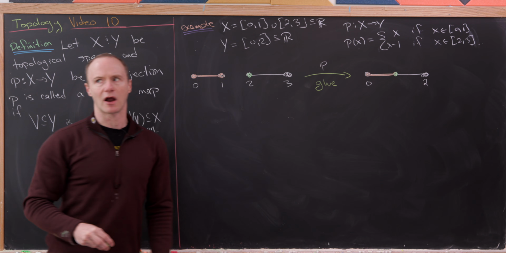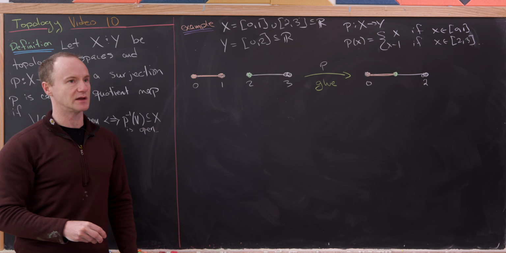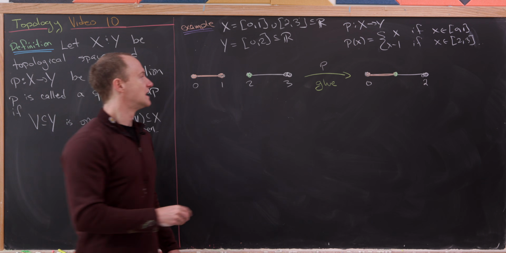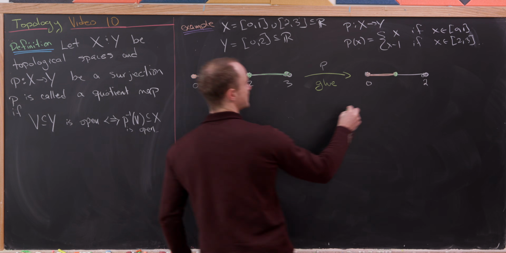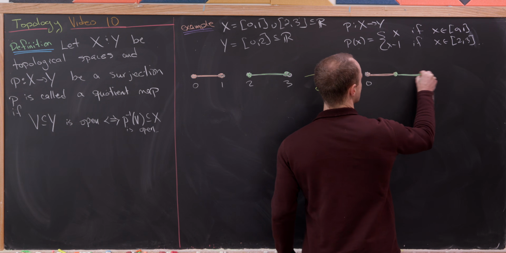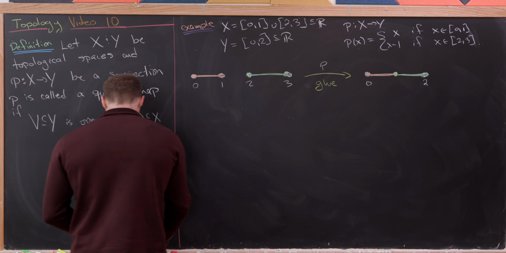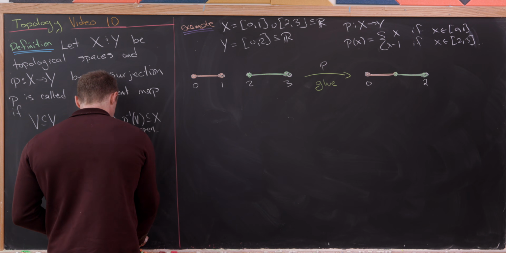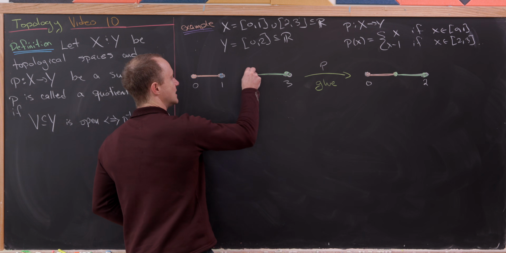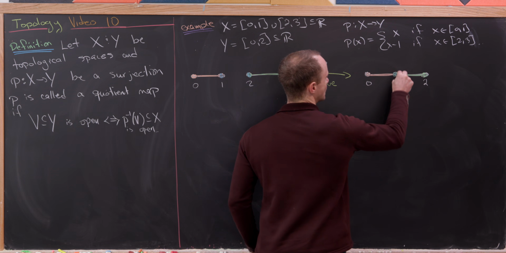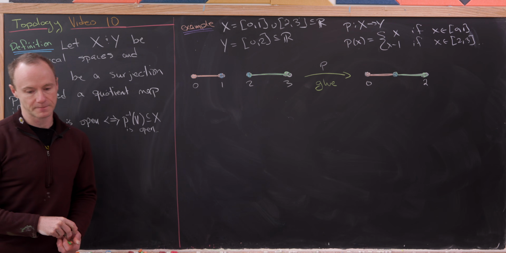And so that's our single point of this thing being not 1 to 1. And then everything between 2 and 3, notice it gets decreased by 1, so it's going to get mapped here. So seeing it like that, I think it's pretty clear that we have this gluing thing happening. The points 1 and 2 are glued together.